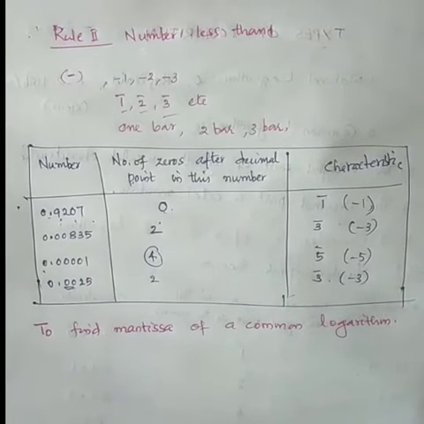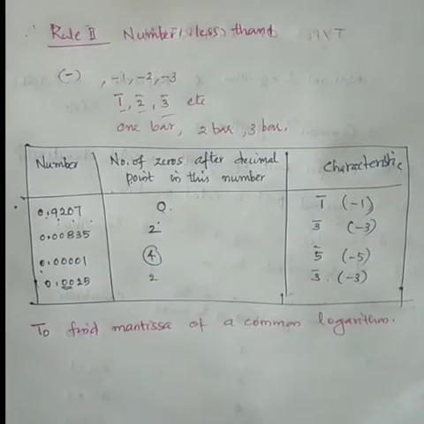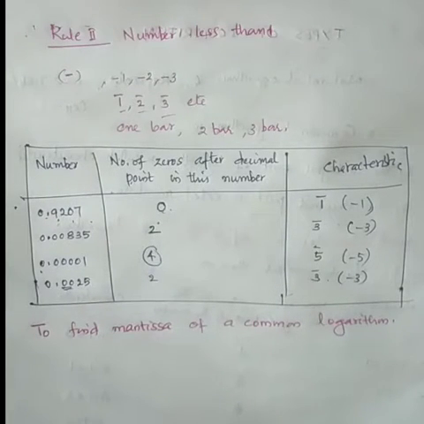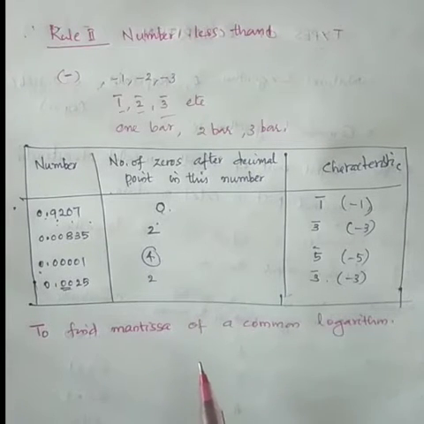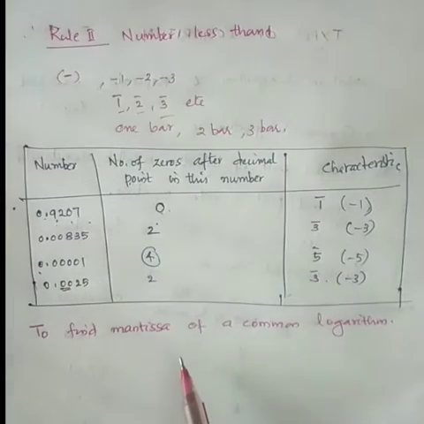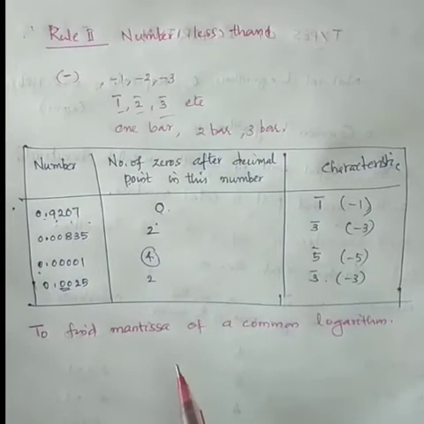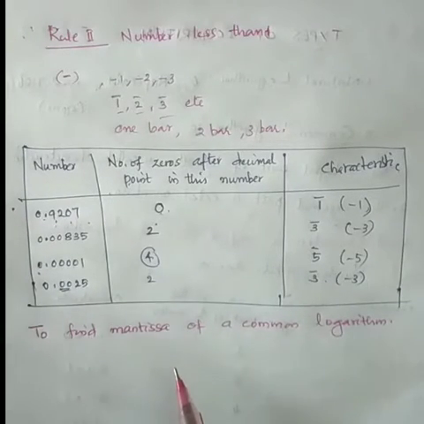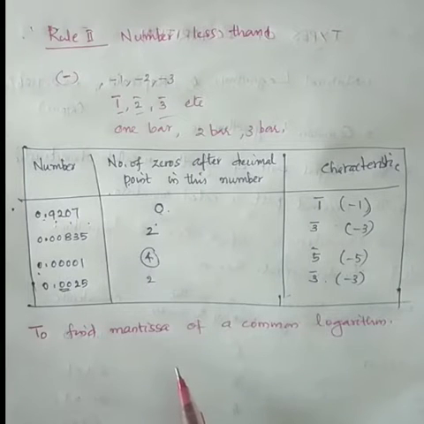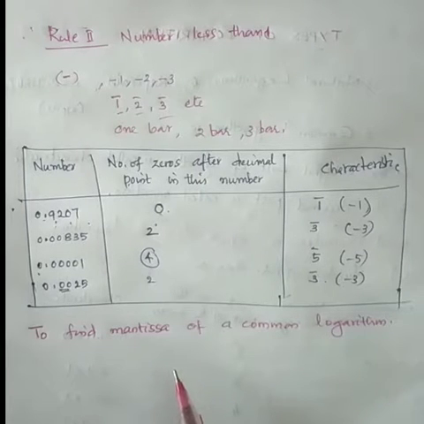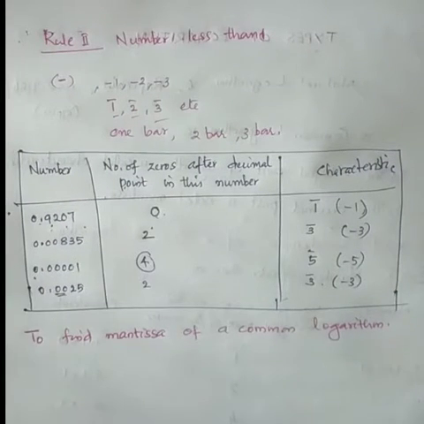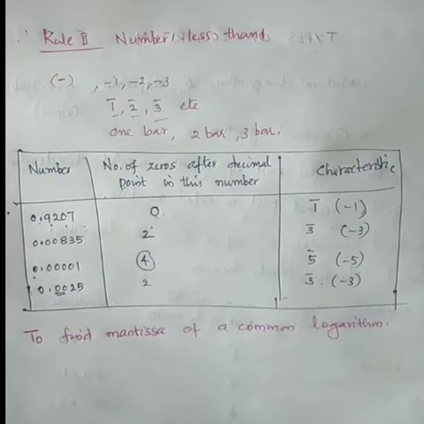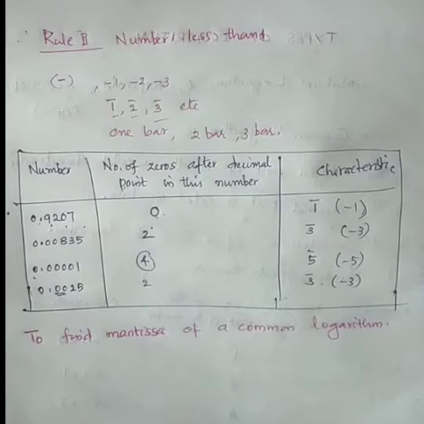Next is to find the mantissa of a common logarithm. We already said that the common logarithm of a number consists of 2 parts. First one is characteristic and the second one is mantissa. To find the mantissa of a common logarithm of a number, special tables have been formed. These tables are called logarithmic tables. Now let's see the procedure of finding the mantissa of a common logarithm.